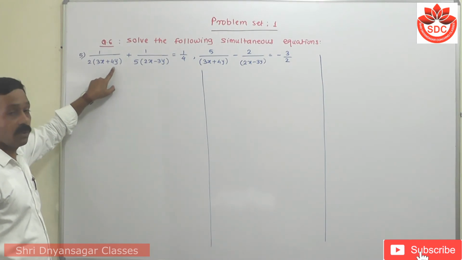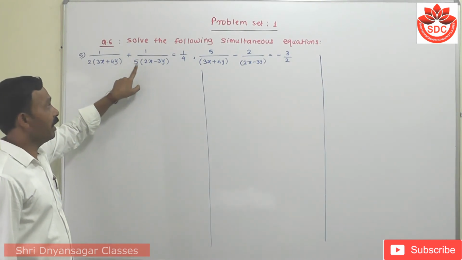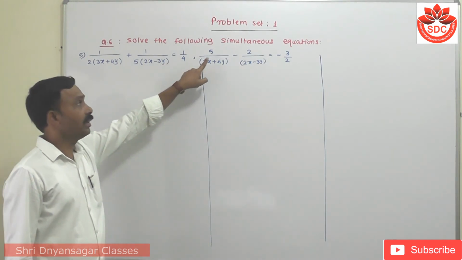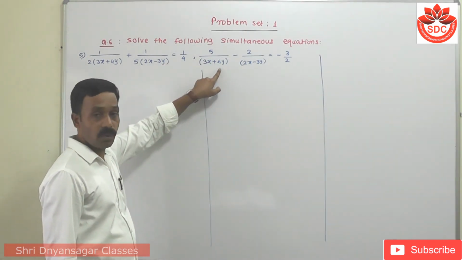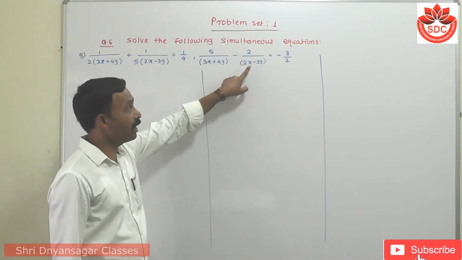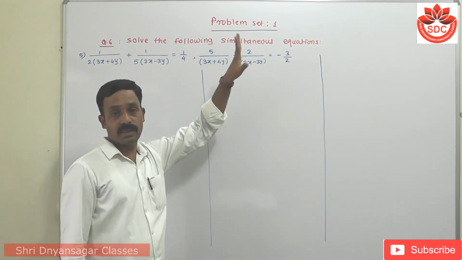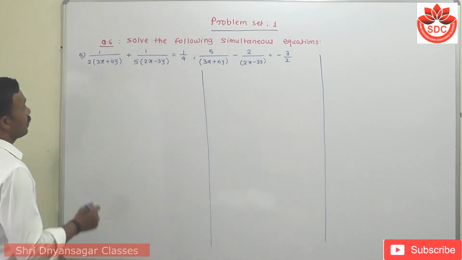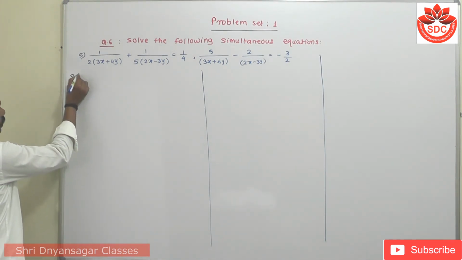The question is: 1 upon 2 in bracket 3x plus 4y plus 1 upon 5 in bracket 2x minus 3y equals 1 upon 4, comma. The second one is 5 upon 3x plus 4y minus 2 upon 2x minus 3y equals minus 3 upon 2. Now students, here is the solution of these equations.